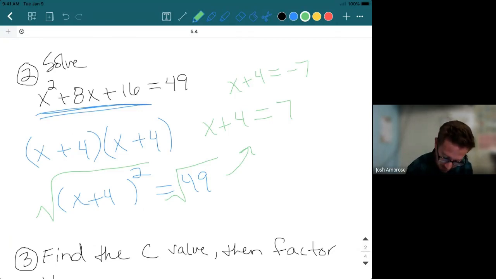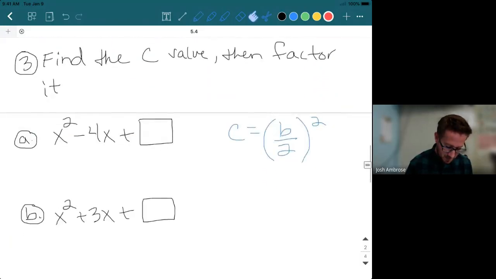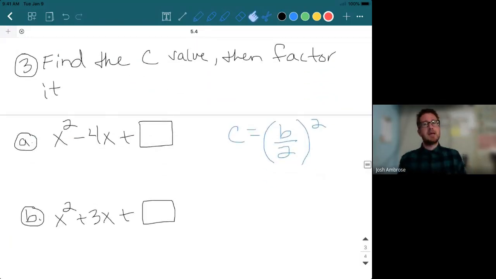And that's going to give us a final answer where x equals negative 11 and a positive 3. All right, so you have to solve both of those equations, x plus 4 equals negative 7 and x plus 4 equals positive 7. All right, good. Let's keep moving. This is kind of like baby steps right here into completing the square.